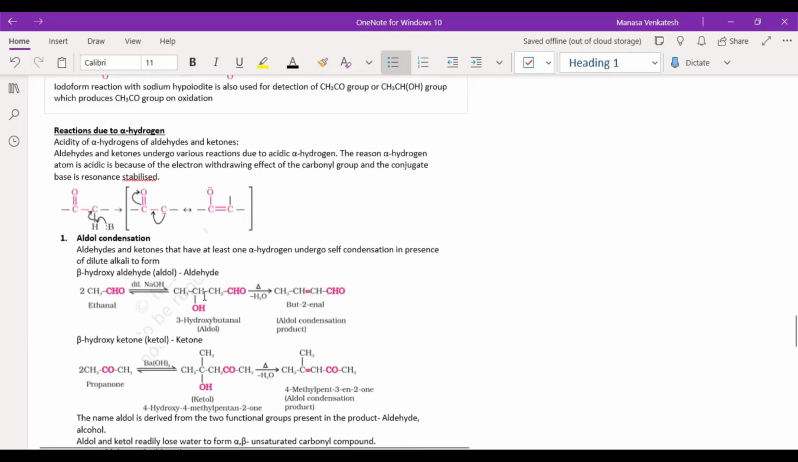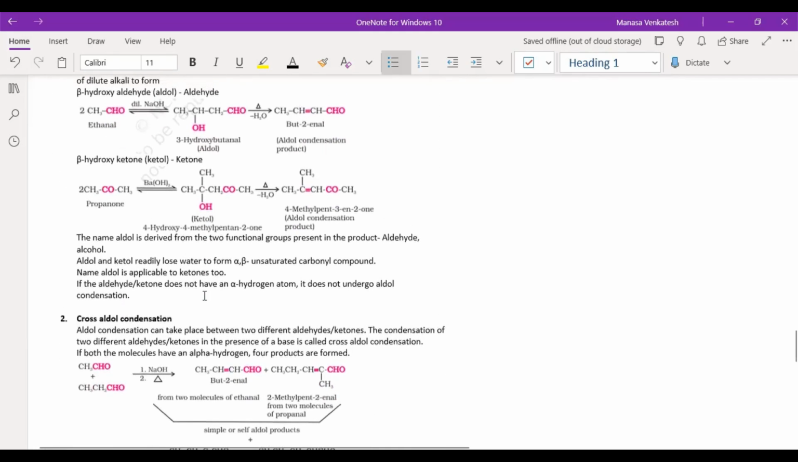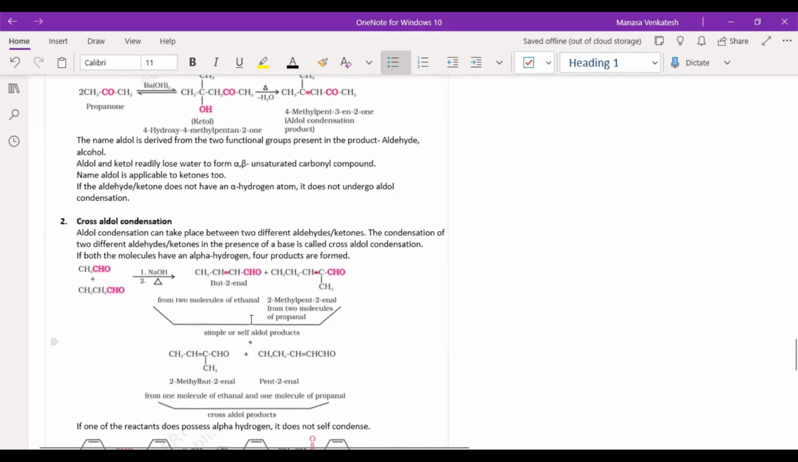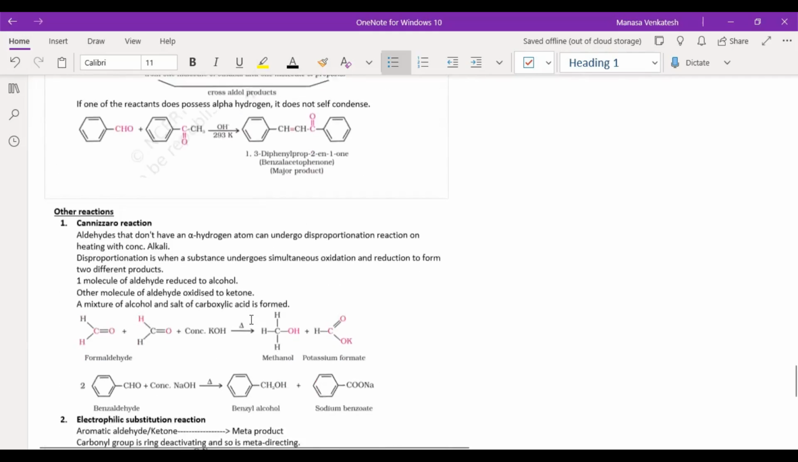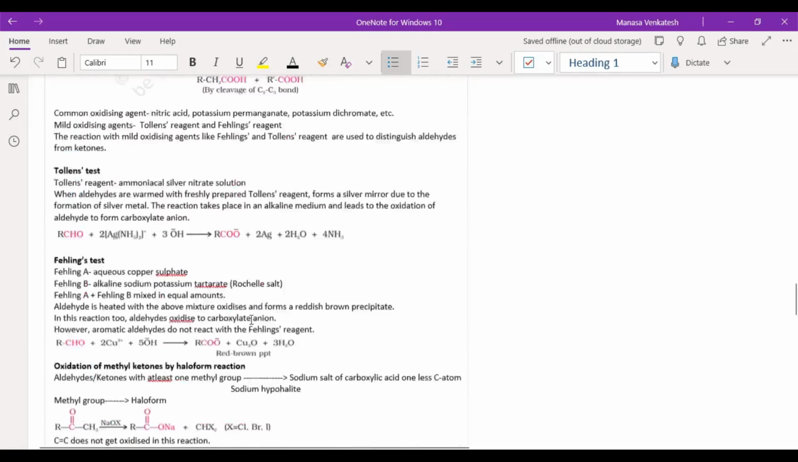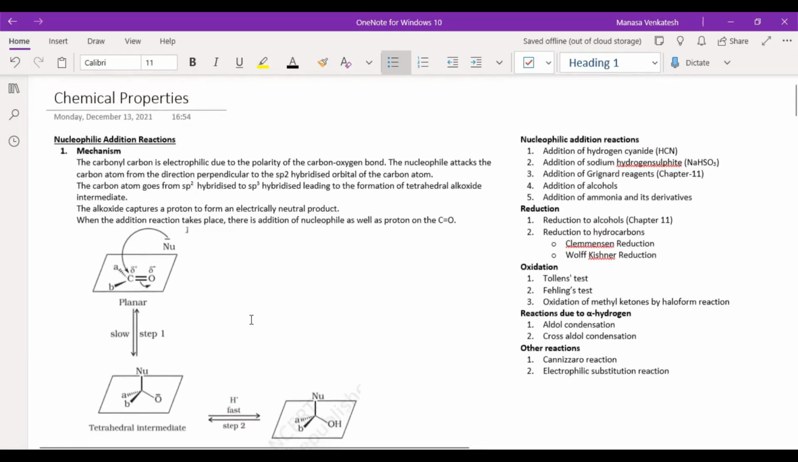and we studied aldol and cross aldol condensation. I suggest, it's easy if you understand these reactions, but if you do not understand them, you don't actually have to memorize the products which are formed. So do not memorize, understand them, and then you'll be good to go. The last ones were the Cannizzaro and electrophilic substitution reactions. With that, we're done with the chemical properties of aldehydes and ketones.